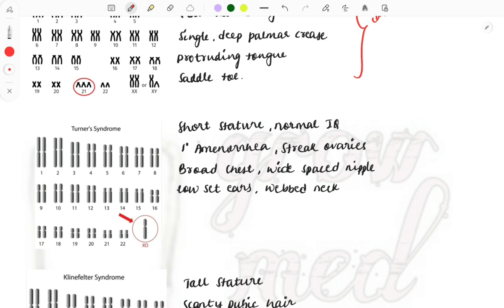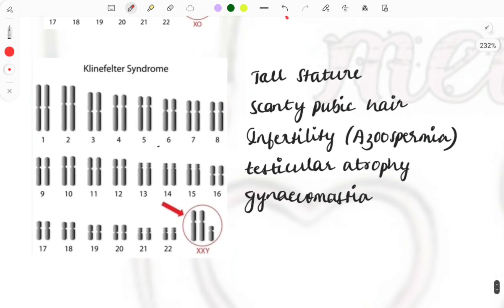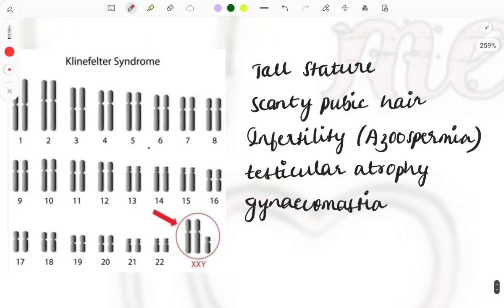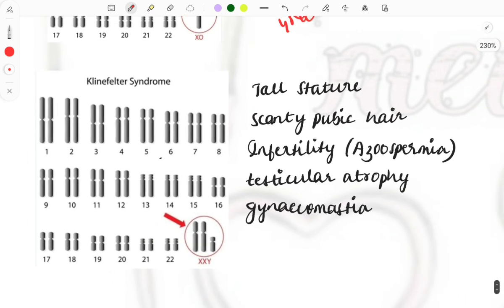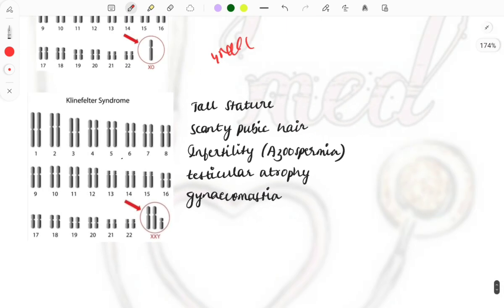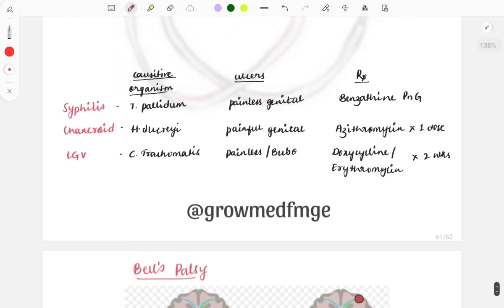Then for Turner syndrome, it is monosomy, 45XO in this, and these are the features seen. And this Turner syndrome is also a repeat topic, so you can expect a question from this also in the upcoming July exam. So a clinical case can be described with short height, primary amenorrhea, normal IQ, and all these things, and they ask what is the diagnosis. And this is for Klinefelter syndrome. So tall, scanty pubic hair, infertility due to azoospermia, testicular atrophy, and gynecomastia. Okay, so these are the things seen with this Klinefelter syndrome.